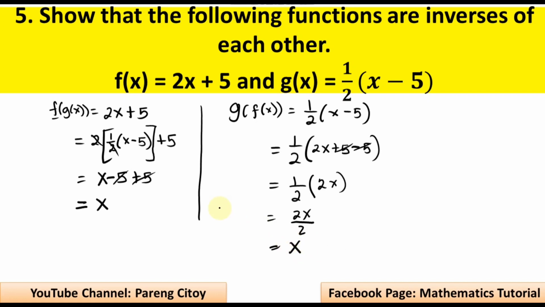So since f of g of x equals g of f of x is equals to x, then f and g are inverse of each other, since the result is x.